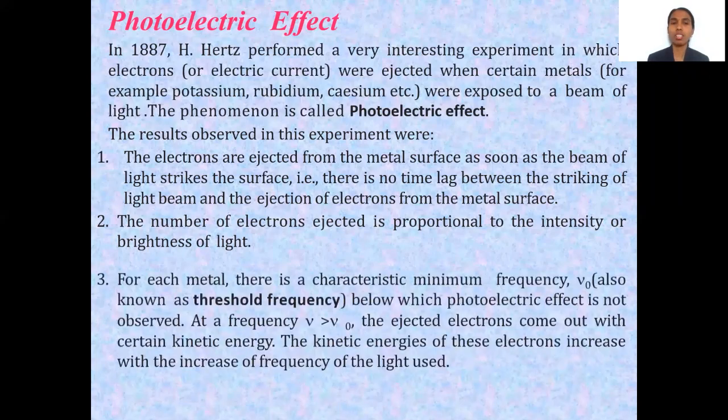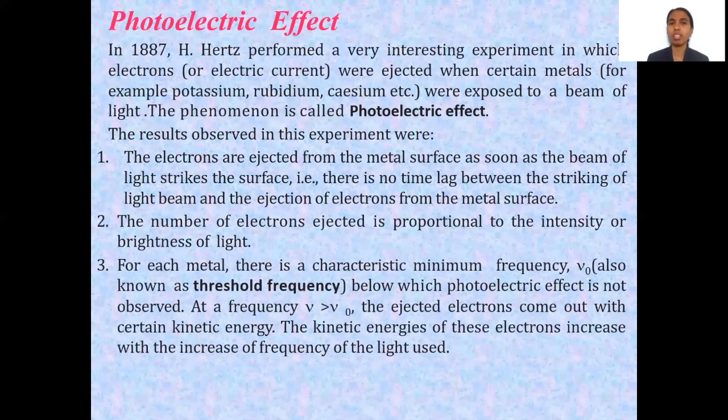Third result: for each metal there is a characteristic minimum frequency nu zero, also called the threshold frequency, below which the photoelectric effect is not observed. For each metal there is a characteristic minimum frequency, and only at that frequency or above does the photoelectric effect occur. Below that frequency, you cannot see the photoelectric effect for that particular metal.